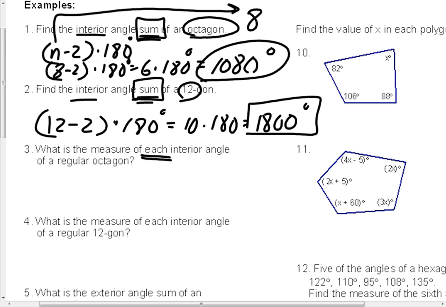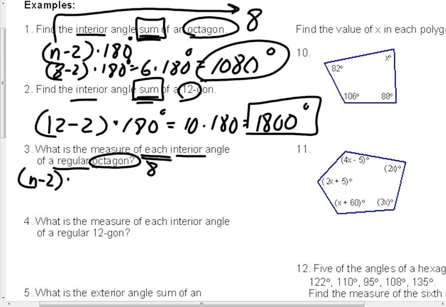Double underline each. We're still in the interior. This time it's a regular octagon. That means 8. Measure each interior angle of a regular octagon. I'm going to show you 2 ways to do this. Somebody raise their hand, give me one way. What would you do if you're trying to figure out each angle instead of the sum? Find the interior angle sum and divide by the number of sides.